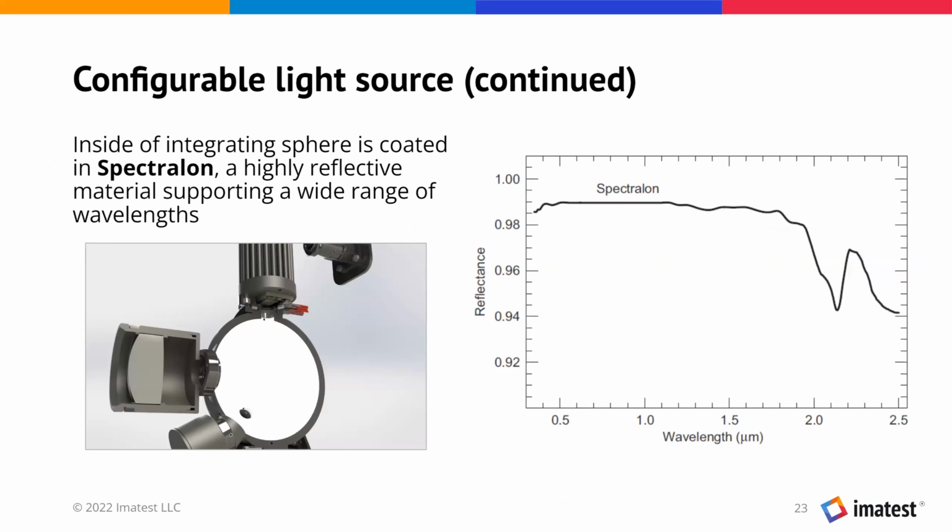If you're not familiar with integrating spheres, the inside of the sphere is coated with a highly reflective material that's reflective throughout a very broad range of wavelengths. So in theory, you should be able to plug in really whatever spectrum or LEDs you want within this range, and the sphere will combine that light and produce a single uniform light source. So that's the idea there.